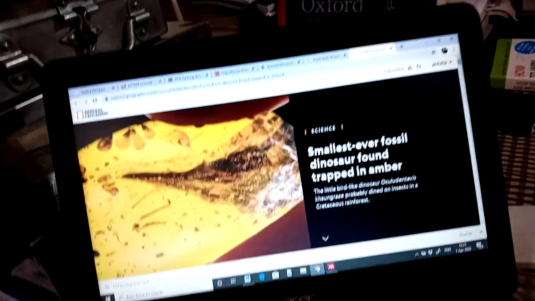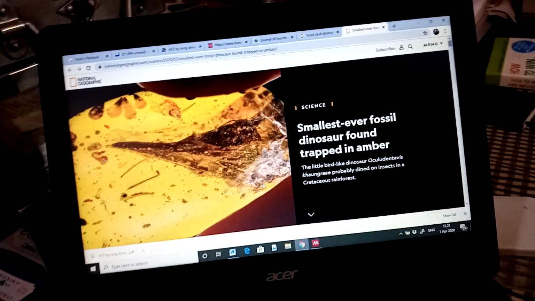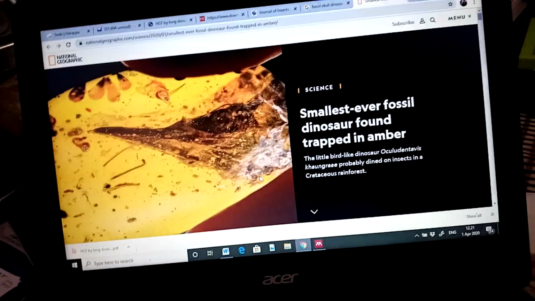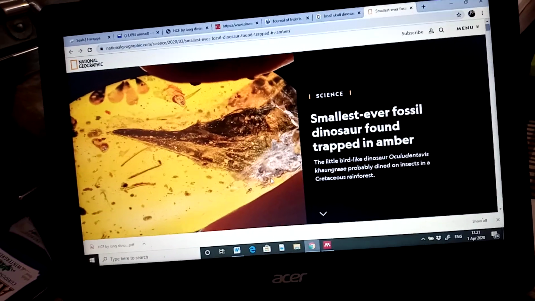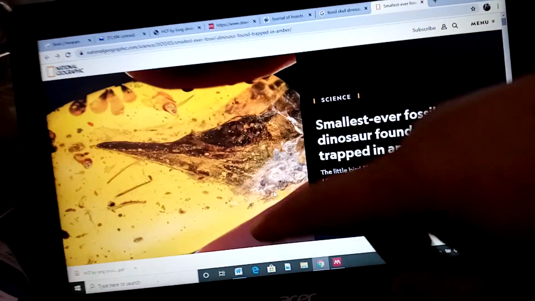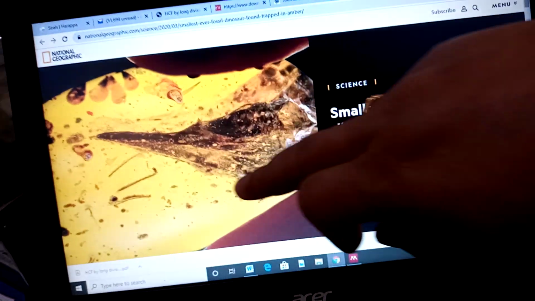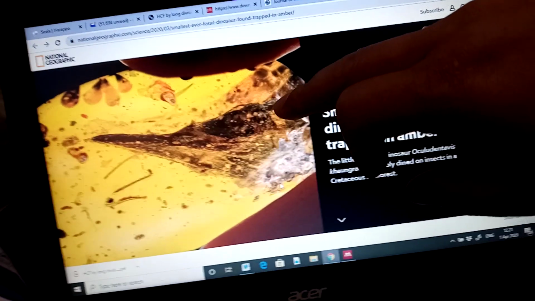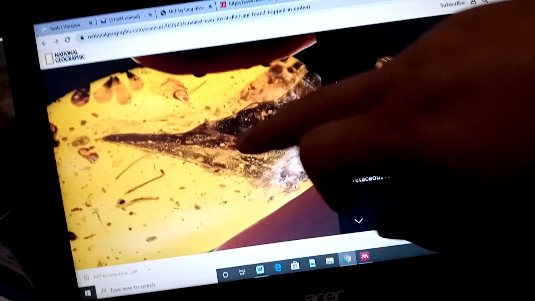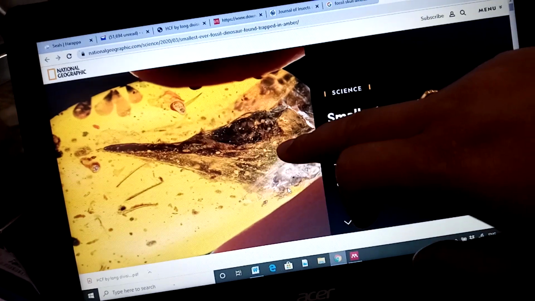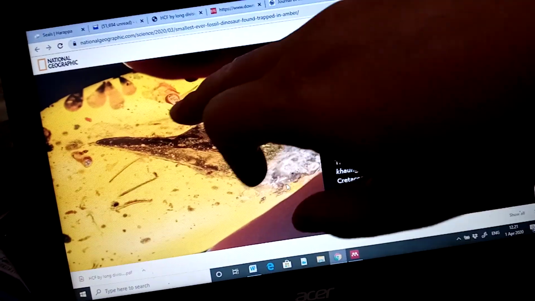And if you look at one of the latest findings, this is from National Geographic, and this is a small amber. Here you can see the structure of the skull of the tiniest dinosaur that the world has ever seen. So this is a million-year-old dinosaur skull trapped in amber.